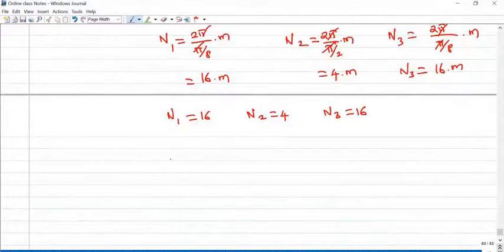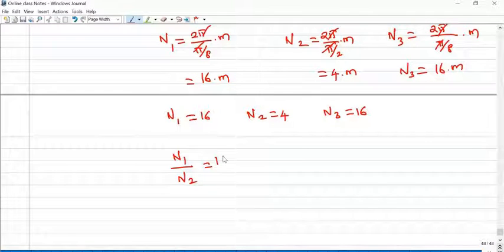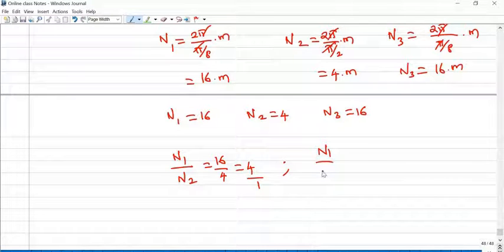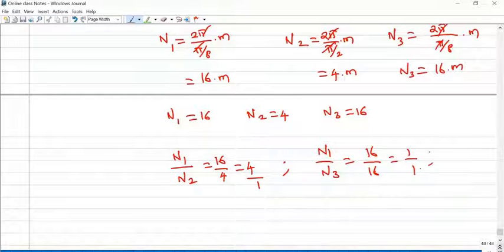So ratio between N1 to N2, step 2, 16 by 4, 4 by 1. The ratio between N1 to N3, 16 by 16 equal to 1 by 1. So N1 to N2, N1 to N3, the ratios are between two rational numbers only. There are no root terms or pi terms. Therefore, the given signal is a periodic signal.